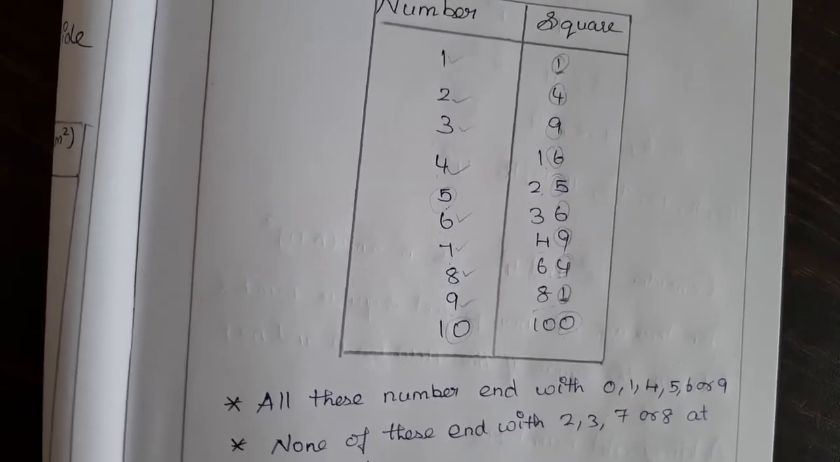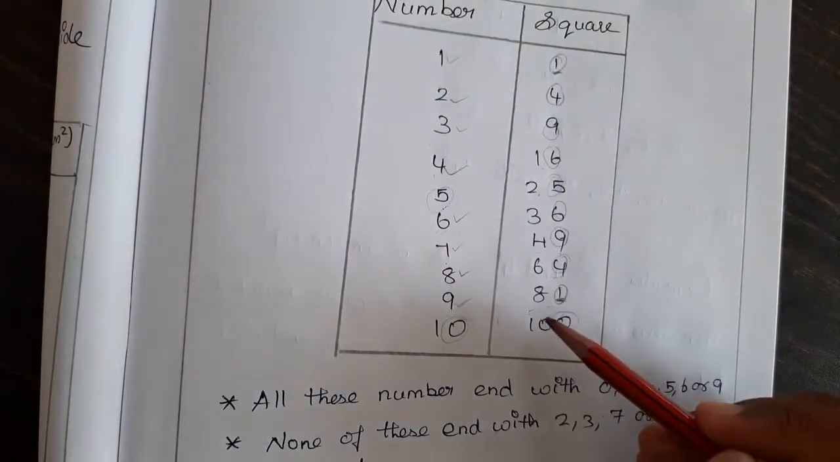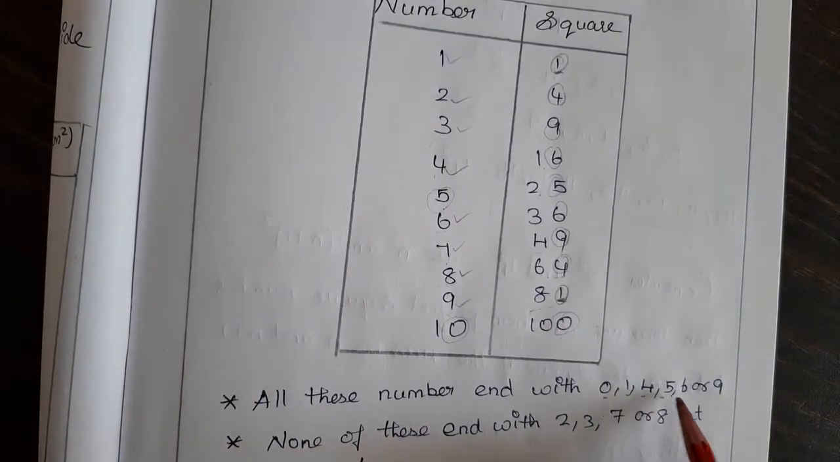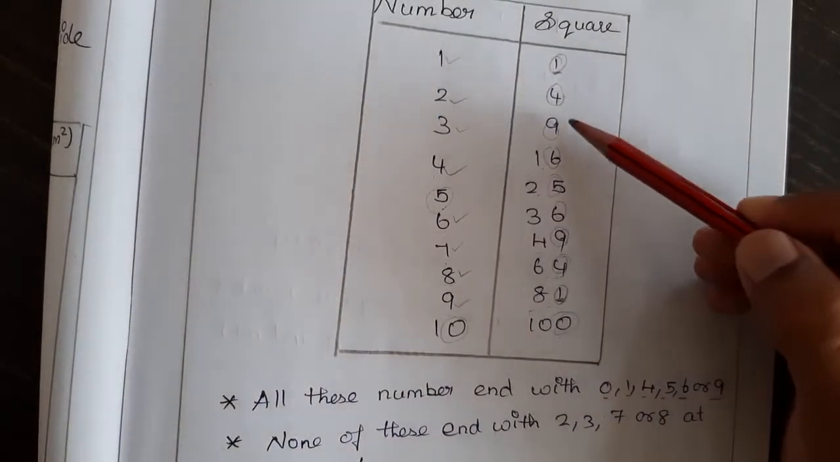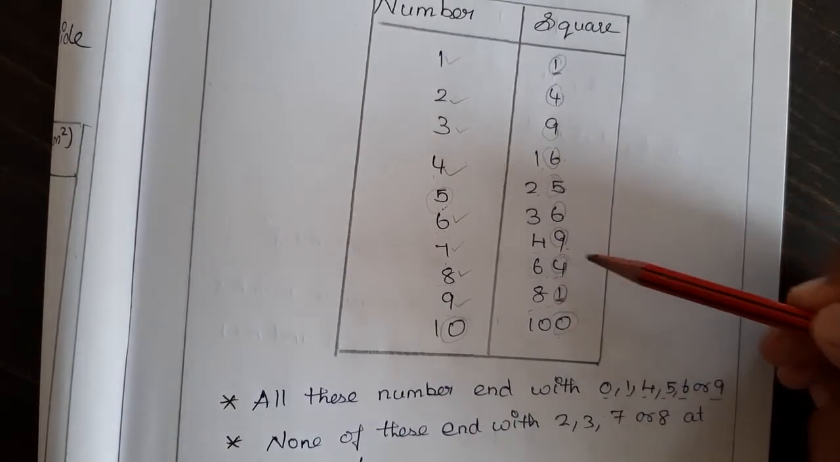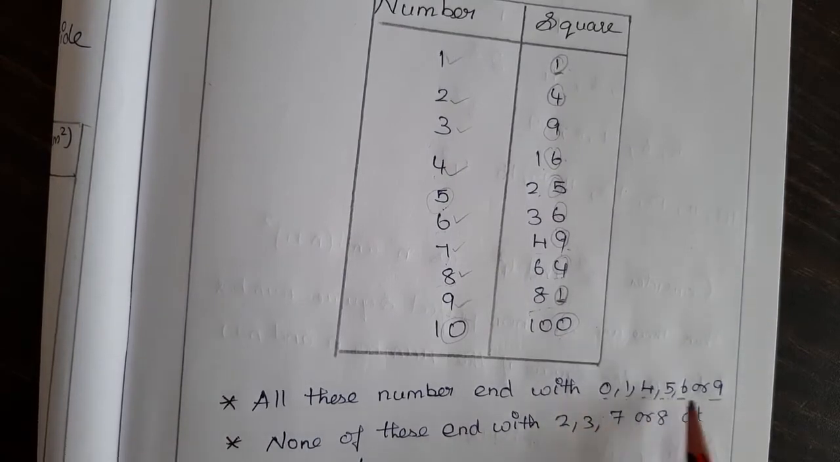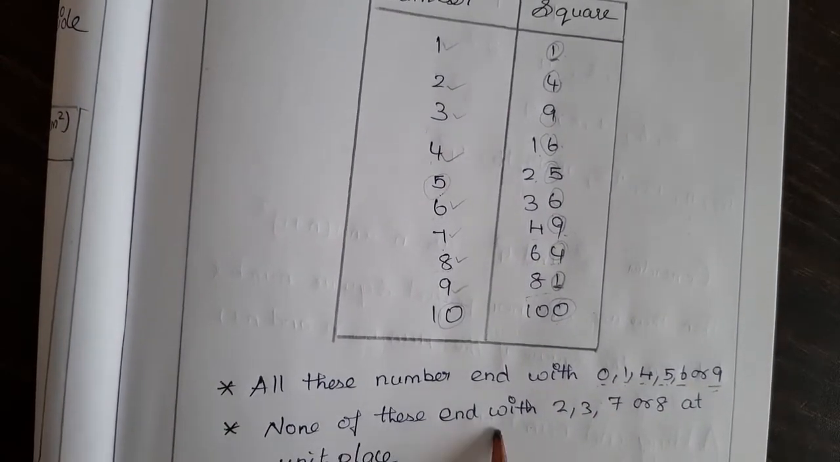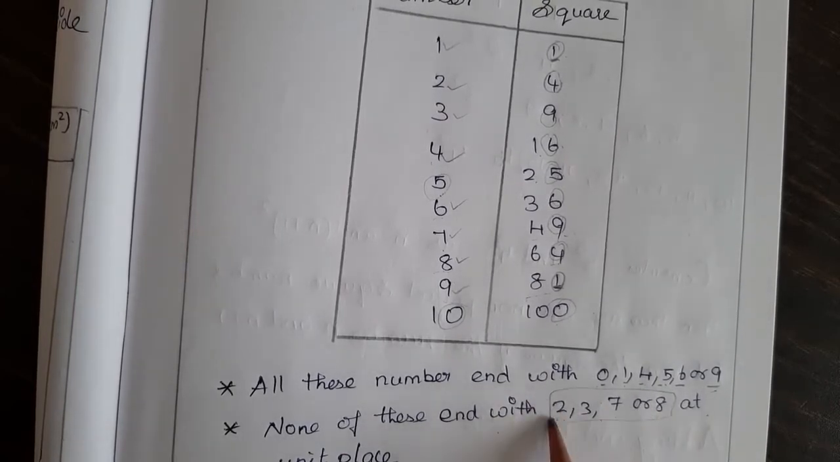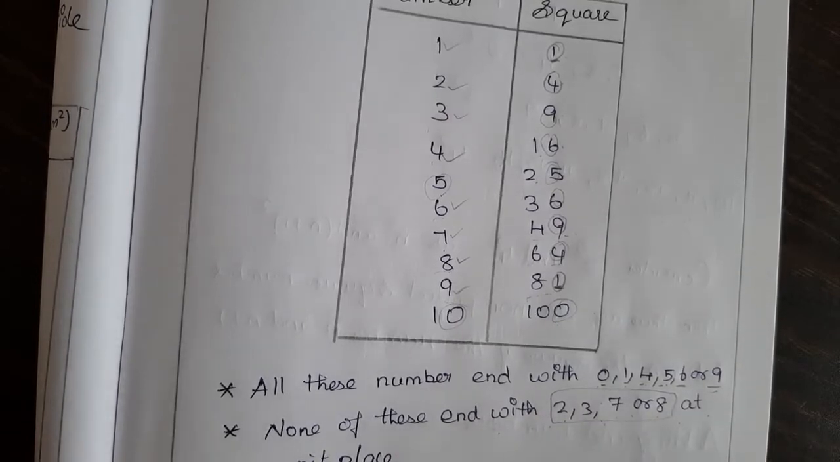Generally you can check that all these square numbers end with 0, 1, 4, 5, 6 and 9. No other digits. So all the square numbers will end with 0, 1, 4, 5, 6 or 9. None of these end with 2, 3, 7 or 8 at the unit place. If any number ends with 2, 3, 7 or 8, surely we can say it is not a square number. Clear?